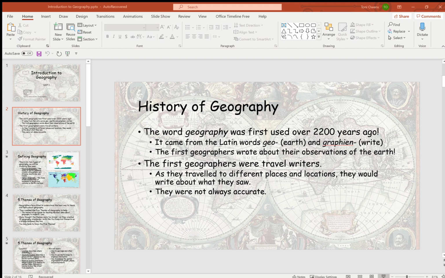This is an old term. We have had geographers, at least if we think about the word geography, for 2,200 years. It is Latin. It comes from the Latin geo, which means earth, and graphin, which means write. That's because our first geographers were the ones who were writing about what they saw. And if we can think about a more modern time, and it's not modern as in it happened within our lifetimes, but modern as in a lot closer than 2,200 years.